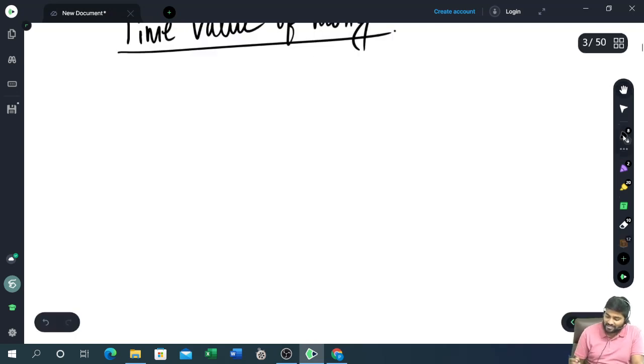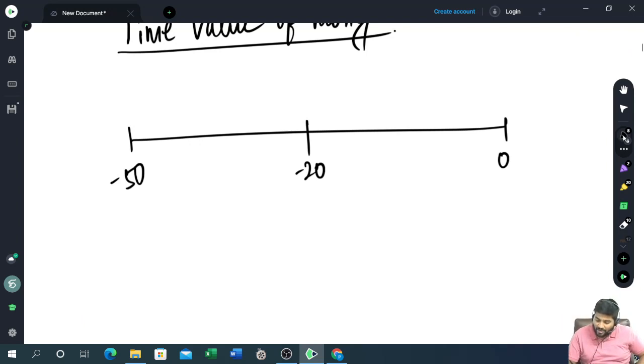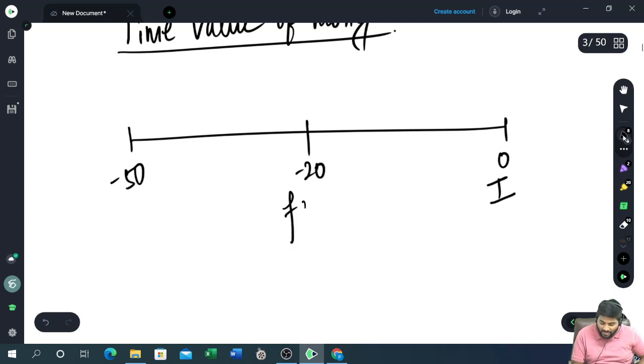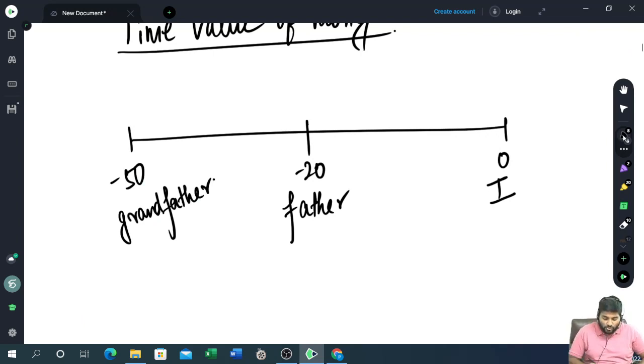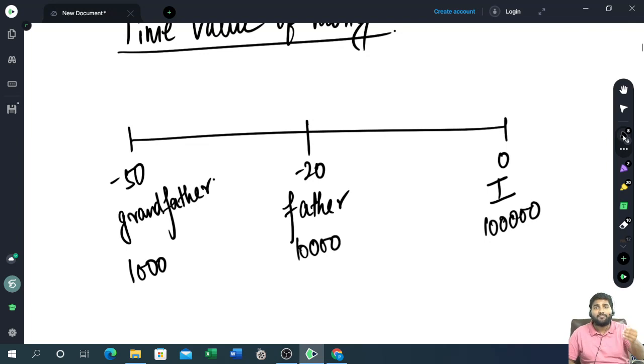Let me take you through a timeline. This is a timeline. This was 50 years back, this was 20 years back, and this is today. Today I am earning. 20 years back my father used to earn, 50 years back my grandfather used to earn. My grandfather used to earn 1000 rupees, my father used to earn 10,000 rupees, I am earning 1 lakh. It's a hypothetical example, okay? There is no relation. I just want to teach you something.